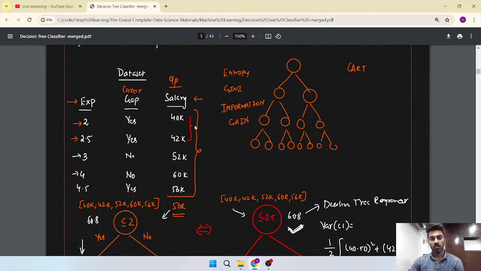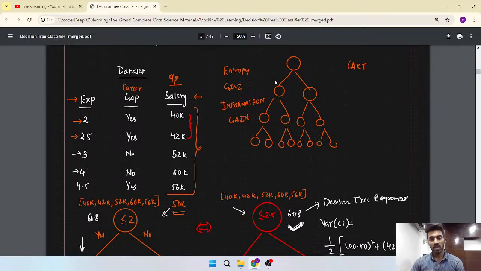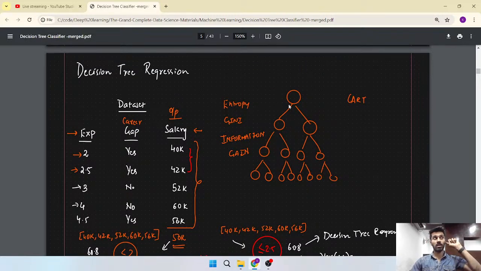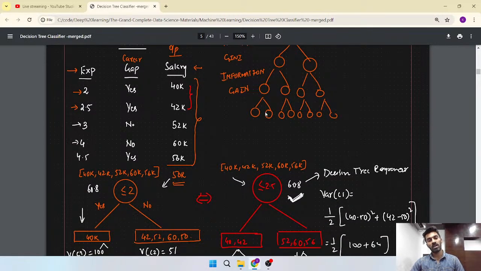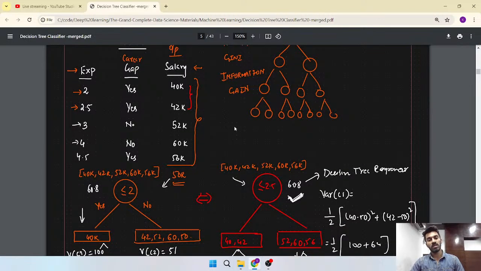Then find the entropy according to this, and you will get some value. The second time, take 40 and 42 in one class and the other values in the second class, take the average again, then apply this entropy again, and you will get a second answer. Then find the information gain, apply again and again, and you will get the value from where we have to split. So that's what we have to do.